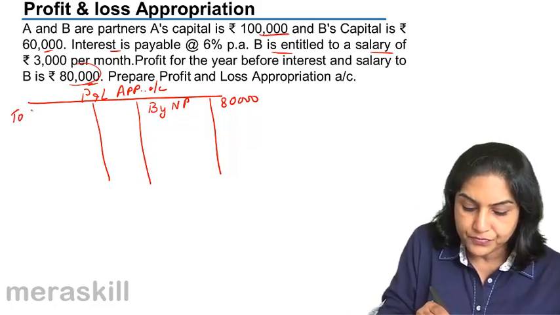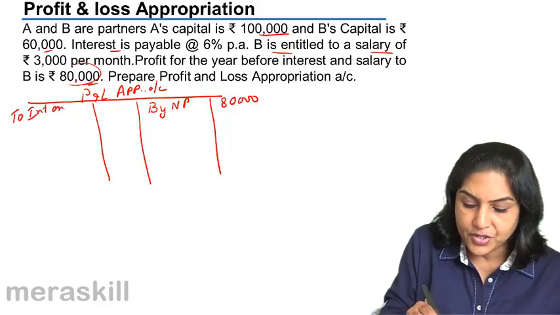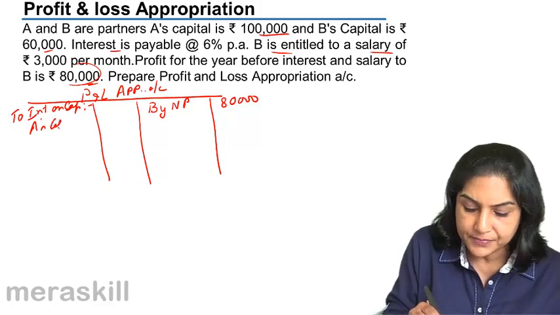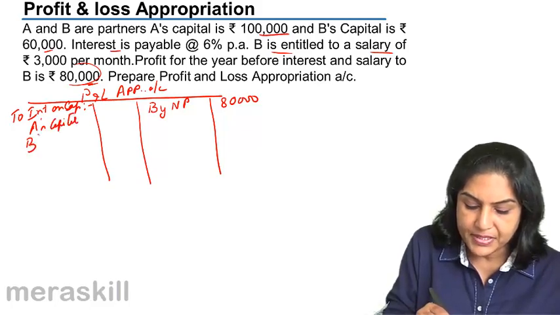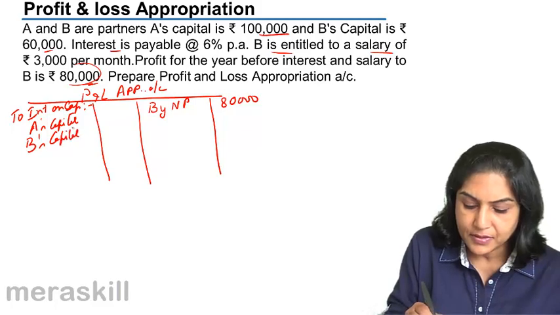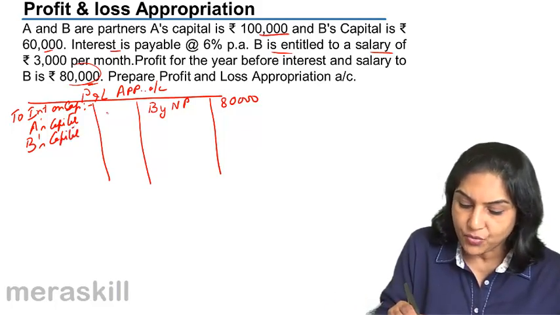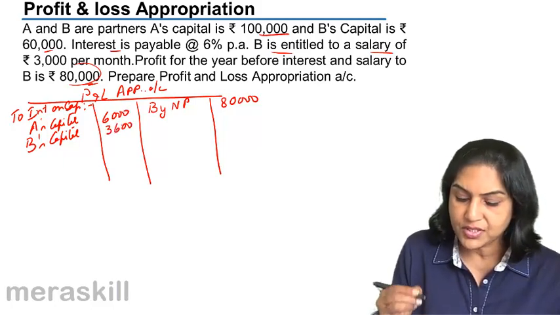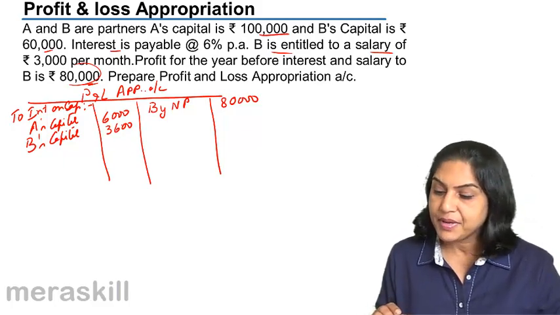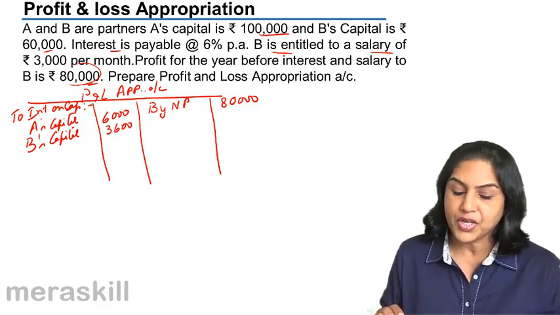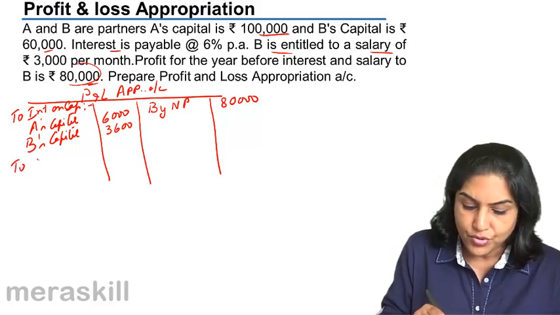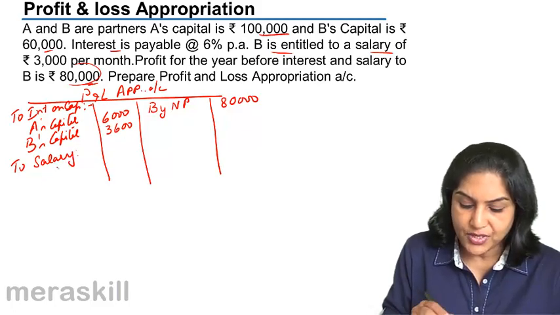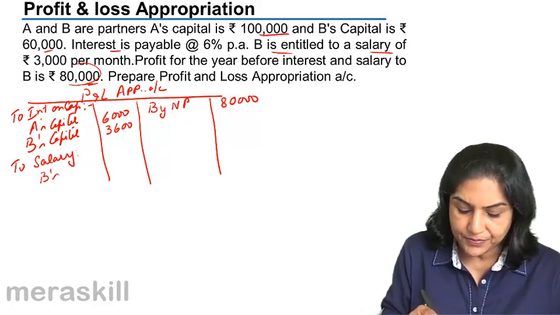So to interest on capital. So where it would go to A's capital and B's capital. What would be the amounts? 6% on 1 lakh, 6,000, 6% on 60,000, 3,600. Next, B is entitled to a salary of 3,000 per month. So to salary, it's actually to salary, but it's going to B's capital account.